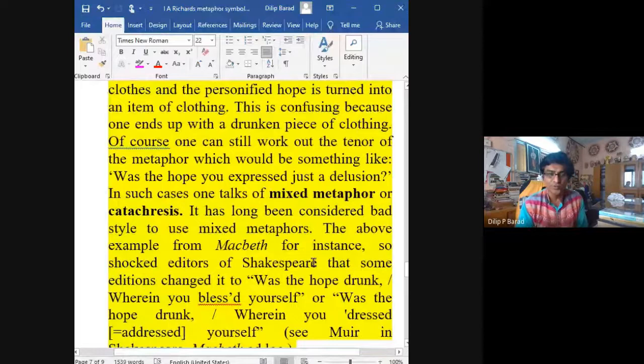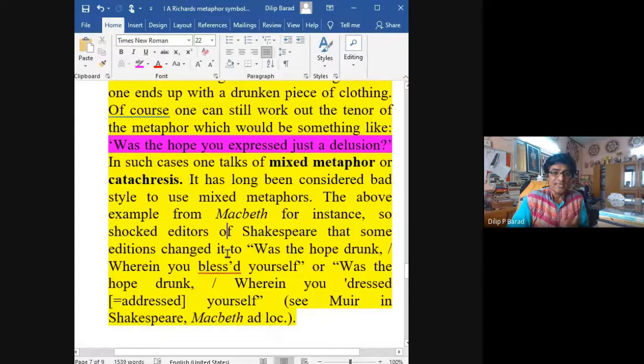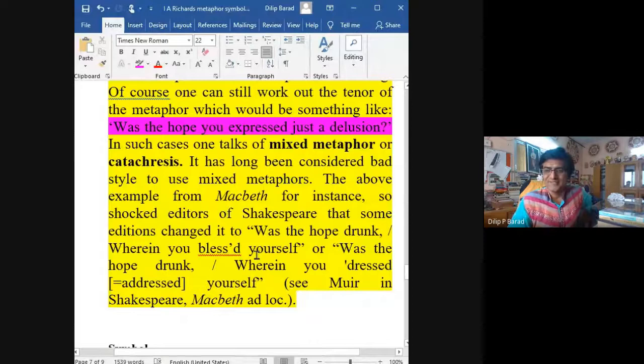If you want to open that tenor from this vehicle, if you remove the metaphor and try to paraphrase it, to say it simply, then what you mean by this is: was the hope you expressed just a delusion? In such cases, one talks of mixed metaphor or catachresis. It has long been considered bad style to use mixed metaphors. It has been considered wrong style in poetry to make use of mixed metaphors.